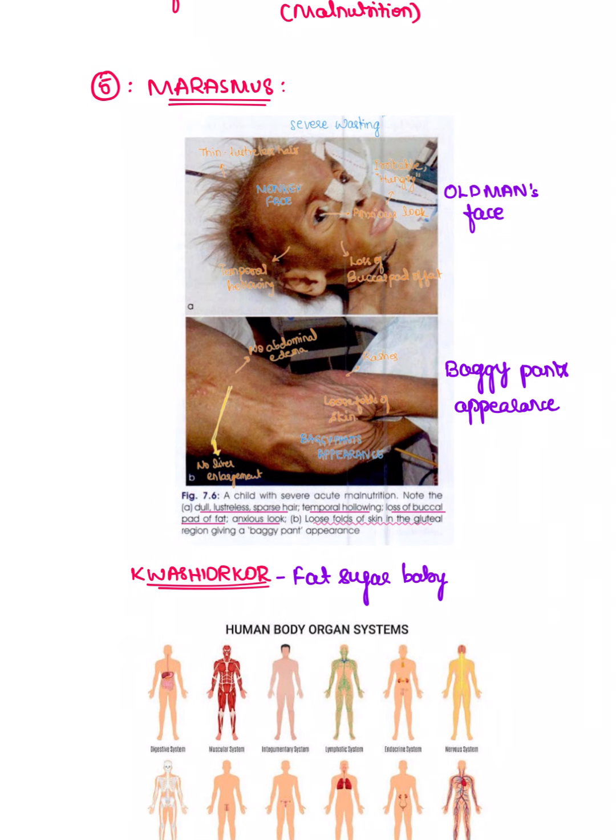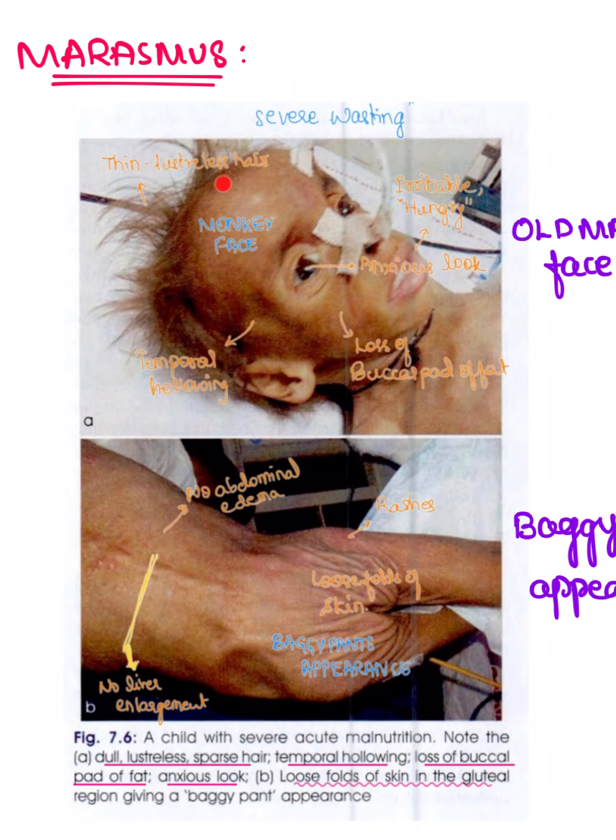A marasmic child is also described as having an old man's face and baggy pants appearance. The description goes like this: the child has thin and lusterless hair. The child has severe wasting, becomes very irritable and hungry, and has an anxious look with loss of buccal pad of fat, and temporal hollowing is also present. There are loose folds of skin, which is why it's called the baggy pants appearance.